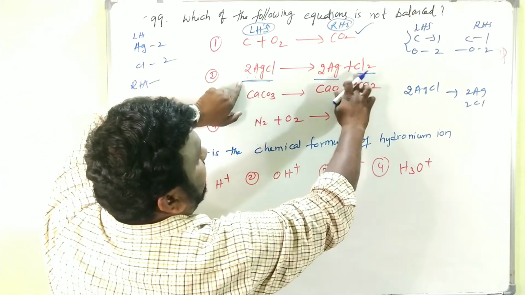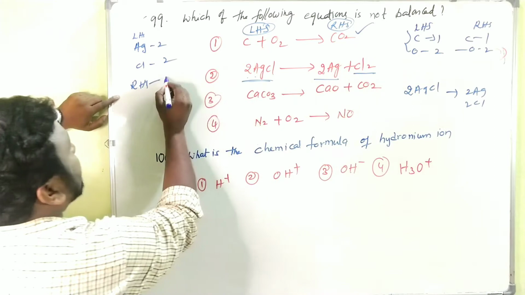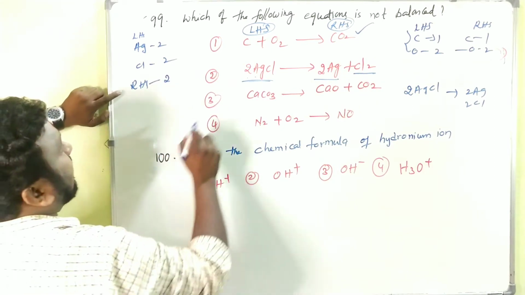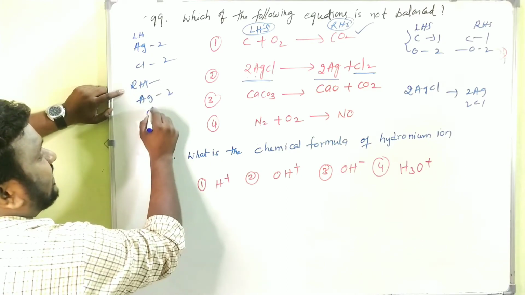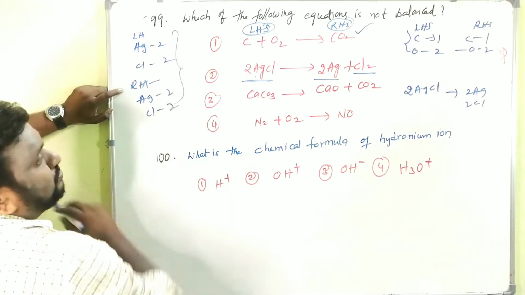And next thing here, Cl2, how many are there? RHS also Cl2 is 2, and 2 Ag also there. Ag is 2 and Cl is 2. So that's why it is also balanced.